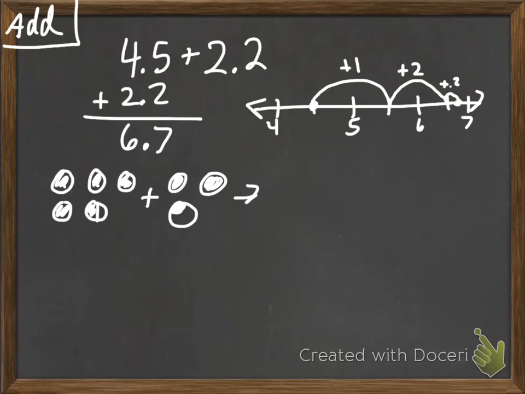So we add these together and we get 6.7. So 1, 2, 3, 4, 5, 6, and then 0.7. That's going to look bigger than half. So there's our 6.7 circles. You could do that with boxes as well.